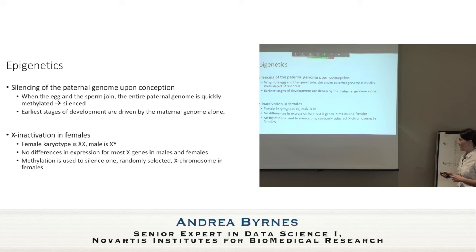So another example of epigenetics that is not associated with disease is X inactivation in females. The female karyotype is XX, males are XY. There's no difference in expression for most X genes between males and females. And you would think, how could that be, since females have literally twice as many copies of the X chromosome genes as males. And the answer is that methylation is used to silence one of them. This is a randomly selected per cell X chromosome in females.